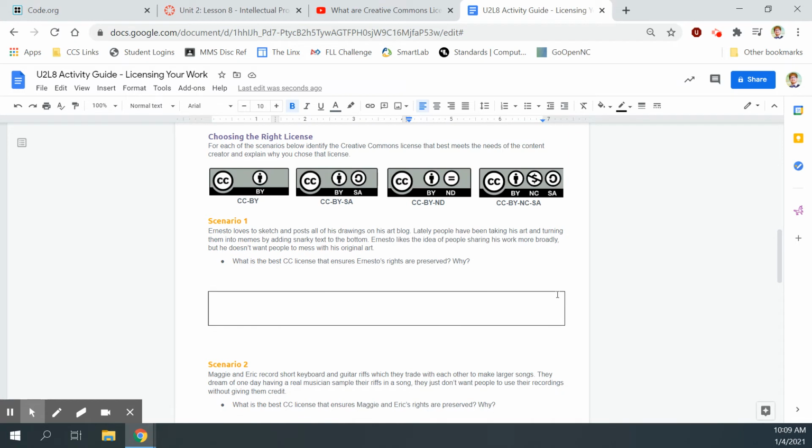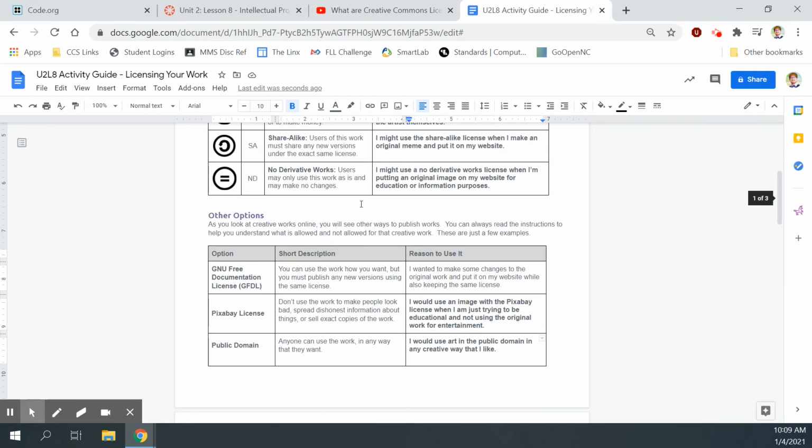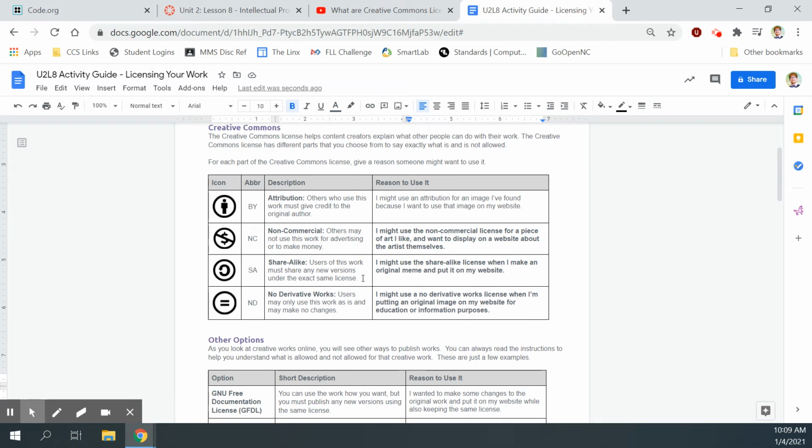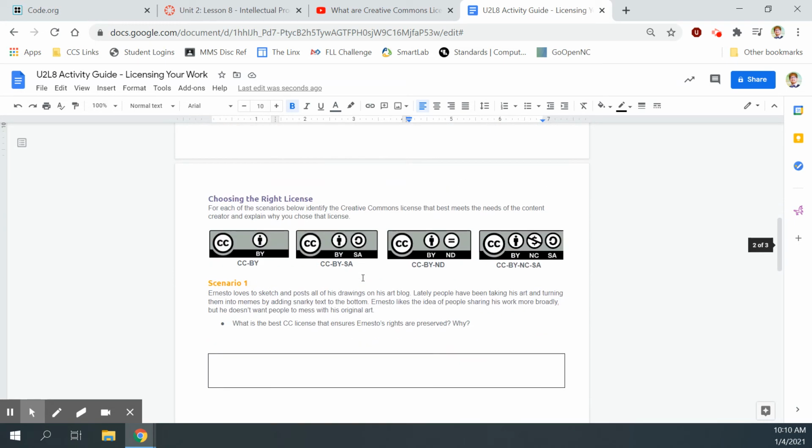Choosing the right license. For each of the scenarios below, identify the Creative Commons license that best meets the needs of the content creator and explain why you chose that license. Okay, so here's our 4 choices. The CC just means Creative Commons. The way this reads out is the Creative Commons licensing for this is by, which means that you just have to give attribution to the original author or creator. And then Creative Commons by SA, which is by share alike, meaning that, back up here, users of this work must share any new versions under the same exact license, right? So you're going to say it's by that original author and then share alike.